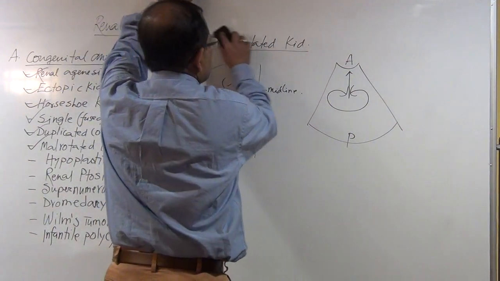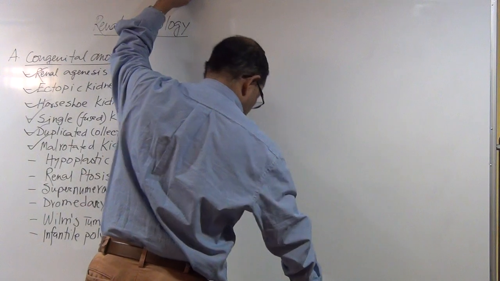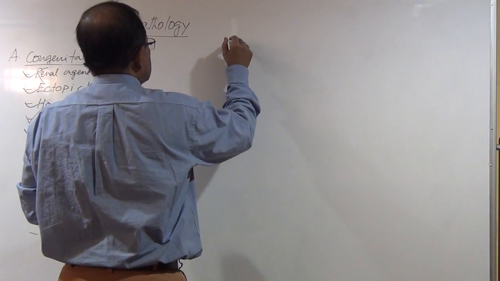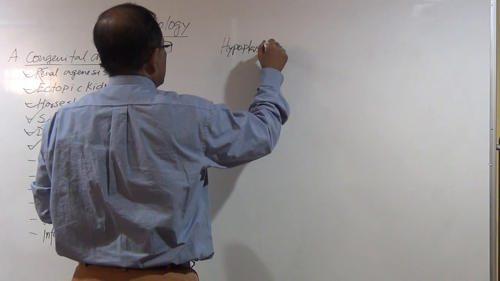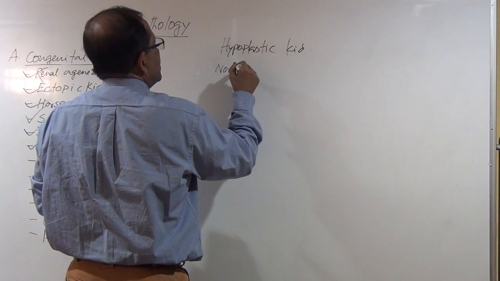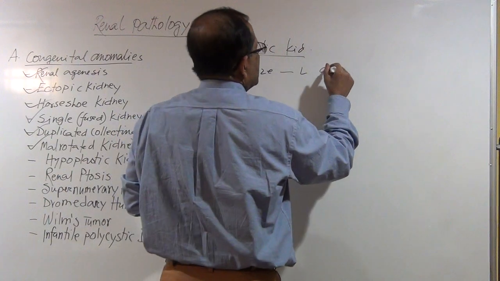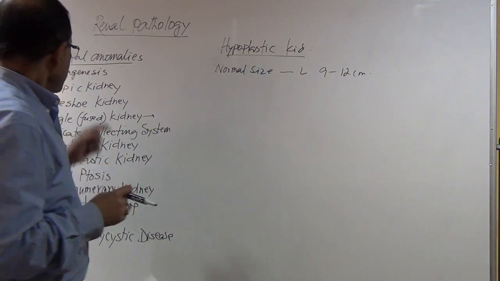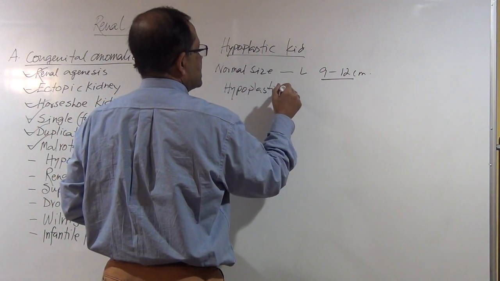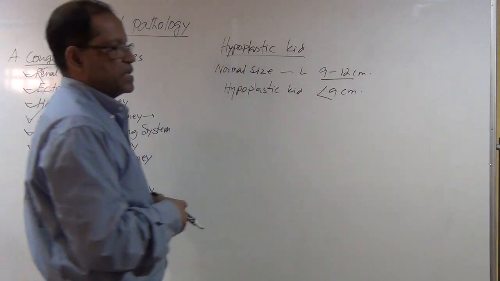What does hypoplasia mean? Hyperplasia and hypoplasia. What is hypo? Hypo means, is it big or small? Small. Hypo means small. Hypoplastic kidney means small kidney. What is the normal adult size? So length is 9 to 12 centimeter, right? So in hypoplastic kidney, the kidney is less than 9 centimeter.